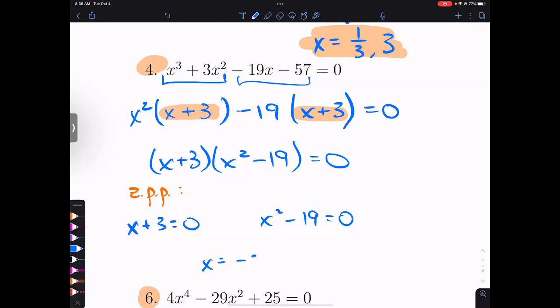So you'll get negative 3, the square root of 19, and negative square root of 19 as solutions. And again, I'm omitting a little bit of stuff there, right? Okay, everybody feel good about those? Anything we need to talk about?